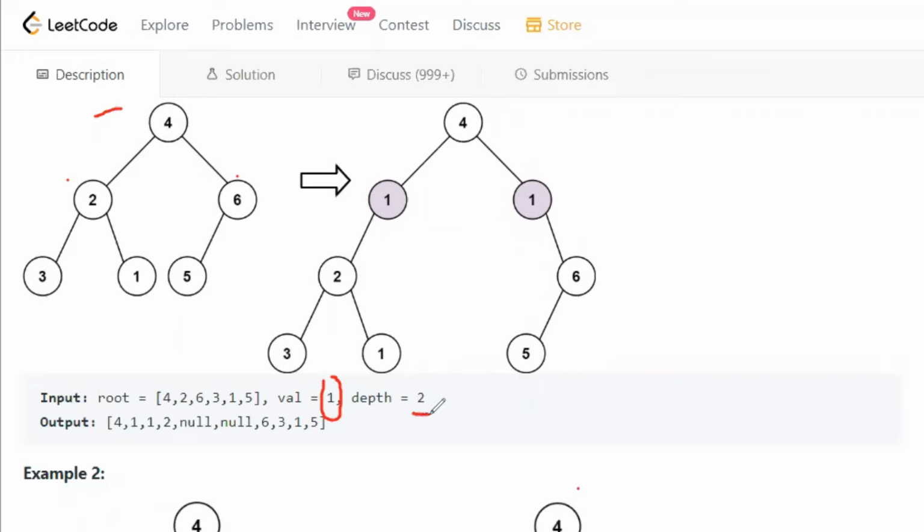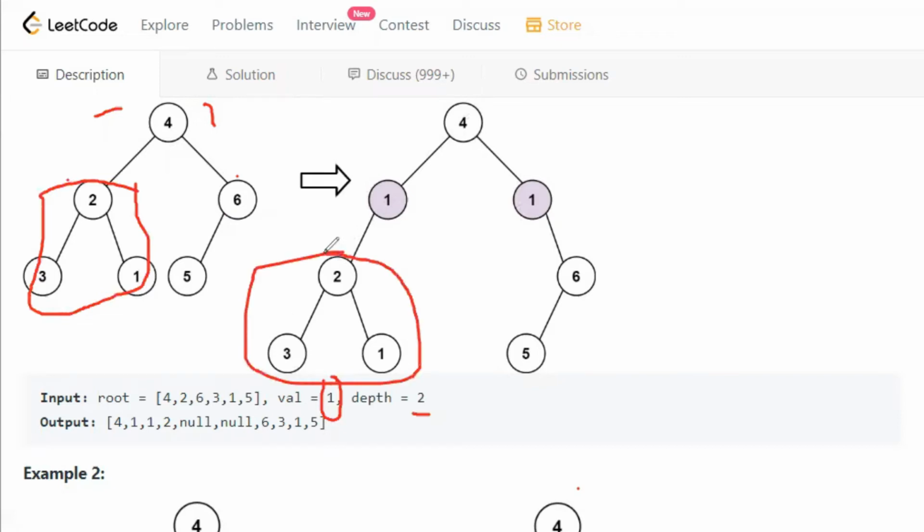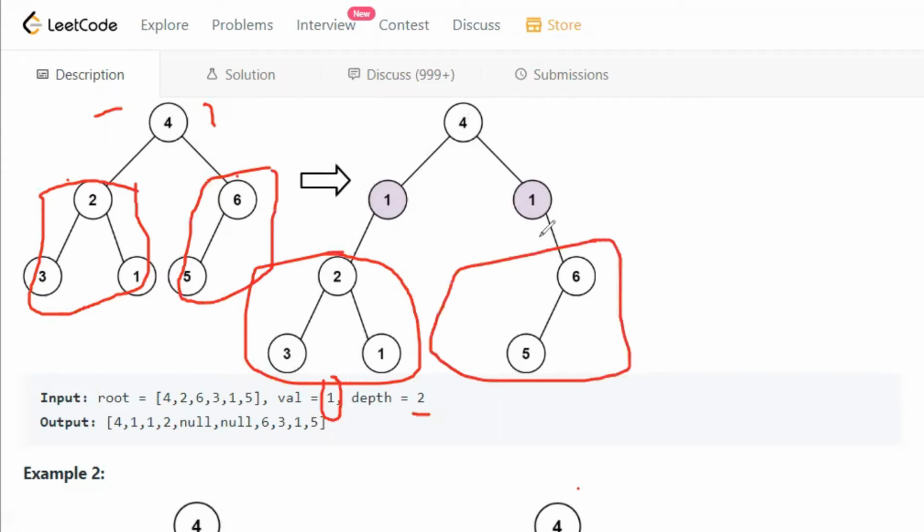Now further we got a depth equal to 2. So this is depth equal to 1, and this thing says depth equal to 2. So what we should do? Depth minus 1, we found that 4 is the depth minus 1. So there we created two nodes, left and right. Whatever was there in our left subtree, that is 2, 3, and 1, we shifted the whole thing to the left subtree this way.